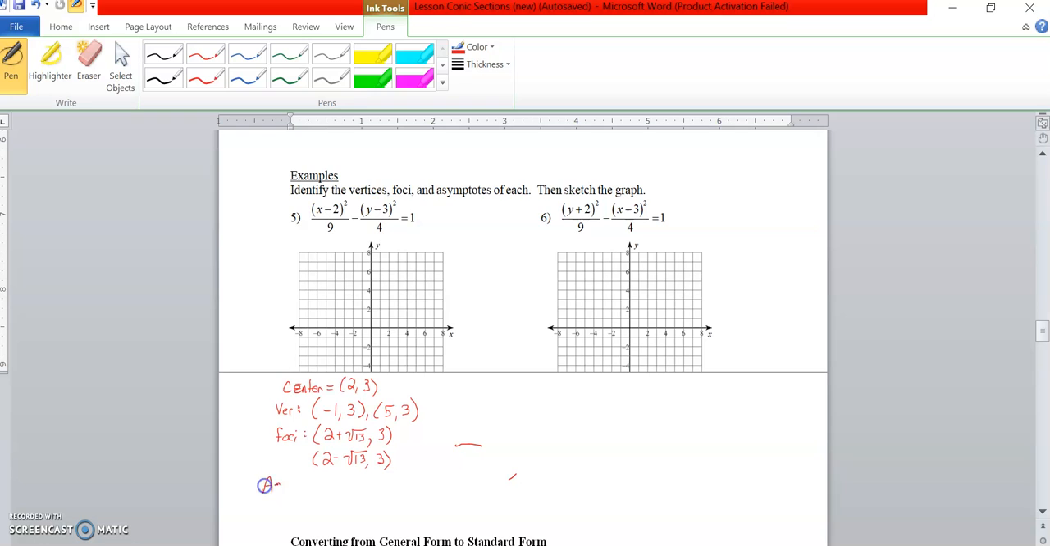Our asymptotes are y equals 3 plus and 3 minus 2/3 times x minus 2.